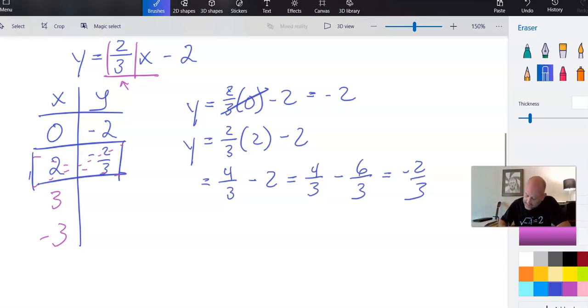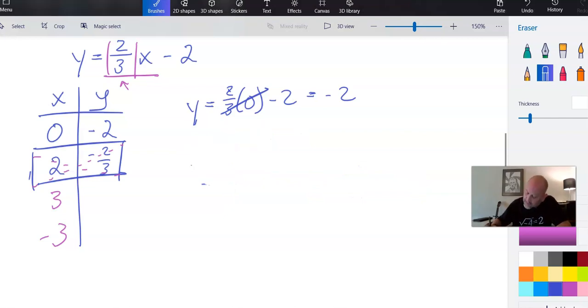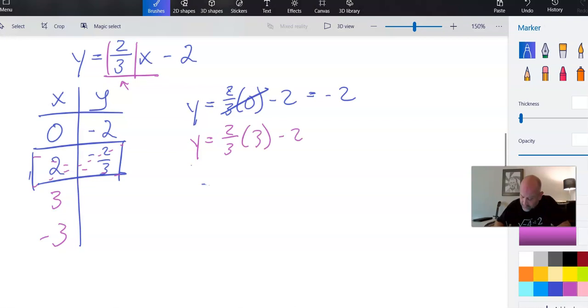So let's go ahead and take a look. I'm going to redo a computation here. So let's try x equals 3. y equals 2/3 of 3 minus 2. Well, that's a 3 over 1, so those cancel, and I get 2 minus 2, which is 0. So when I plug in 3, I get a 0.